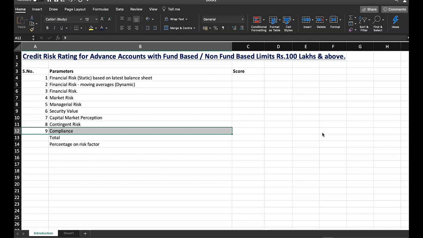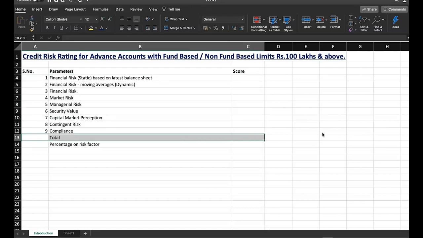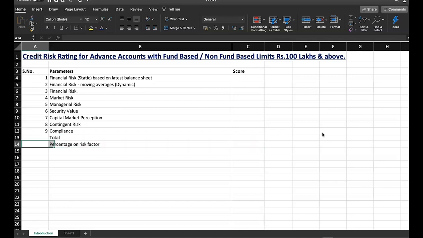So all these factors will be considered and they'll be given a score. Under each and every parameter, we'll be discussing a different set of elements, and they'll have marks, and the final score will come over here, and that total will be arrived at and compared with the maximum. Then a percentage will be computed, and that percentage on risk factor will decide the credit risk rating of that borrower. We'll get into the first one, that is financial risk. It's static, based on the latest balance sheet.